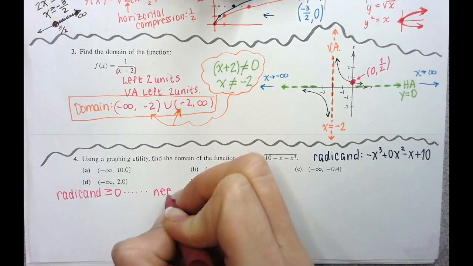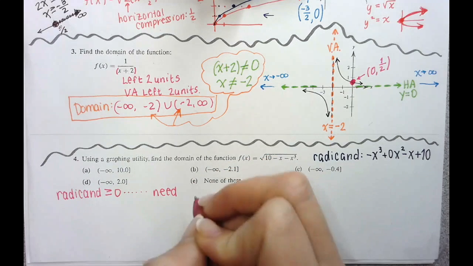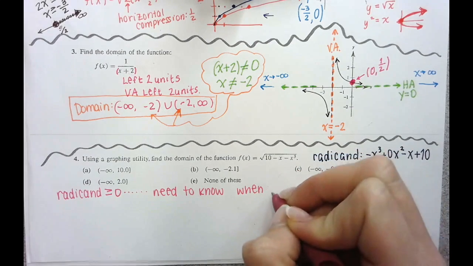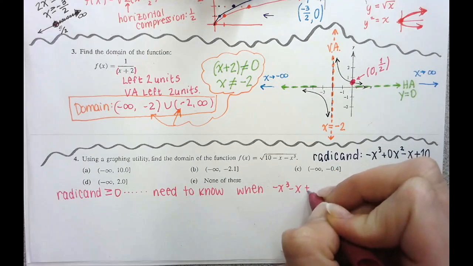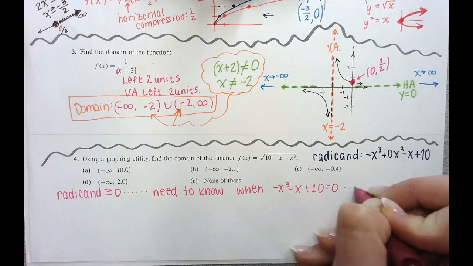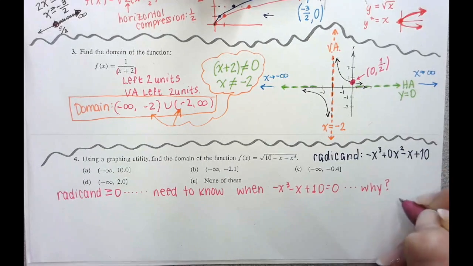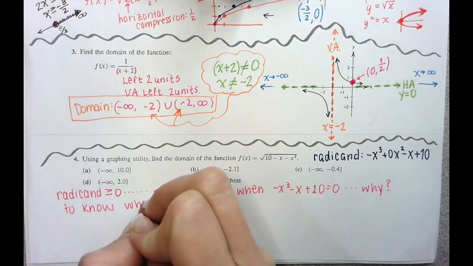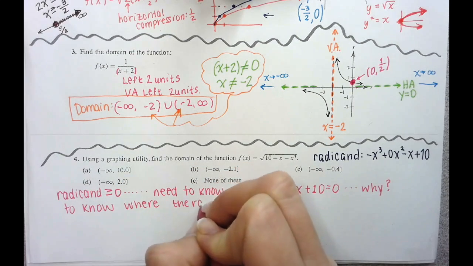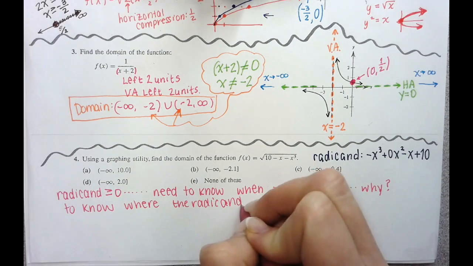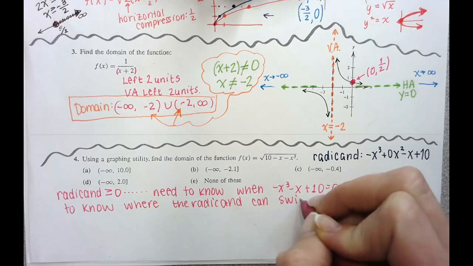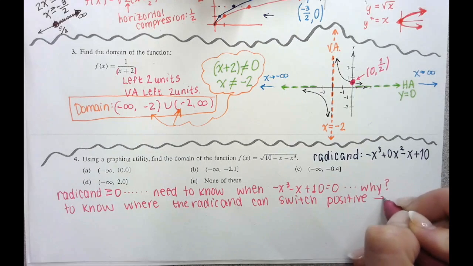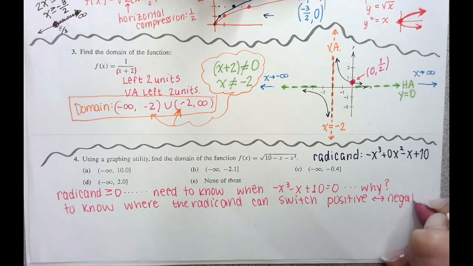I need to know where the gatekeepers are. I need to know when the radicand, which was negative x cubed minus x plus 10, equals 0. Why? To know where it can potentially cross, to know where the radicand can possibly switch from positive to negative or negative to positive. That's the only way to know.